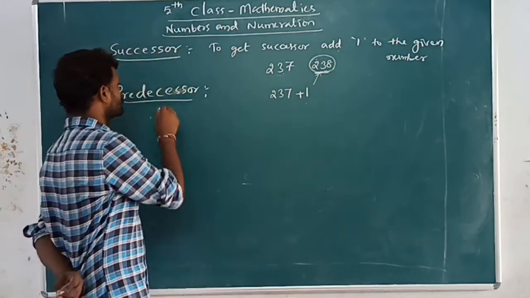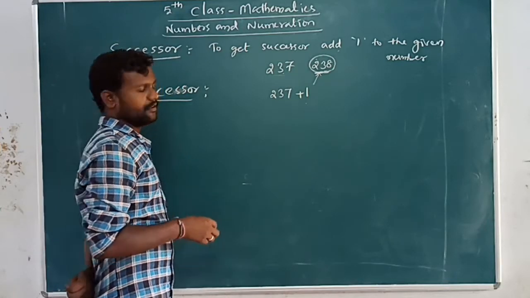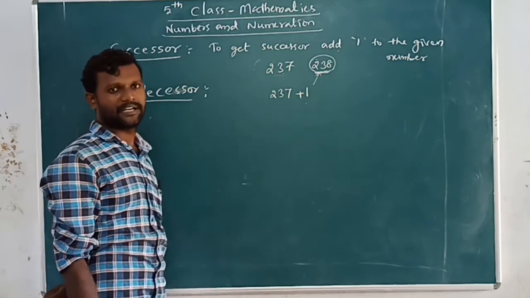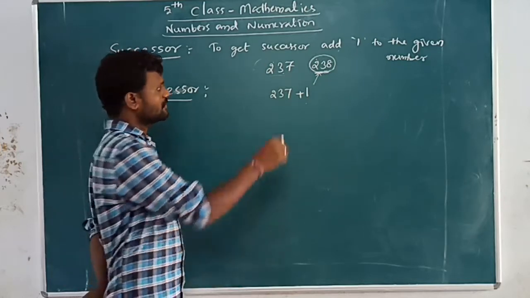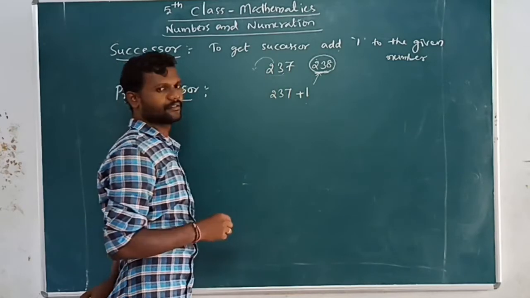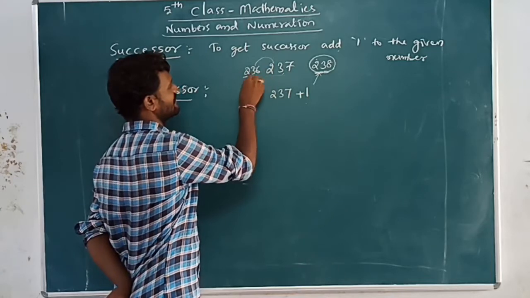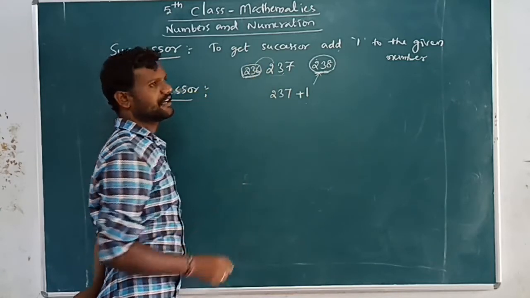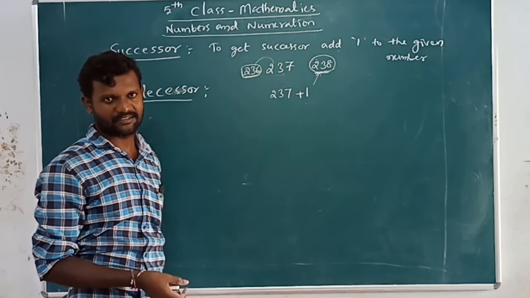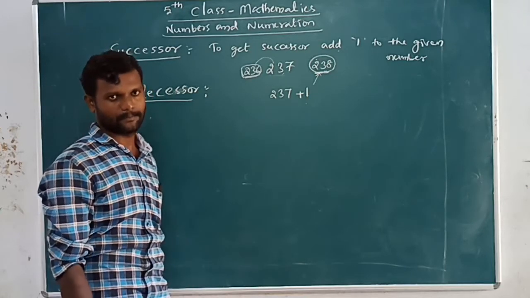And the next one is predecessor. What does predecessor mean? The number that comes just before that is called a predecessor. 237 is the number given. What is the number before 237? Before 237, we will get 236. This 236 is called a predecessor. The predecessor is the number which comes just before the given number.